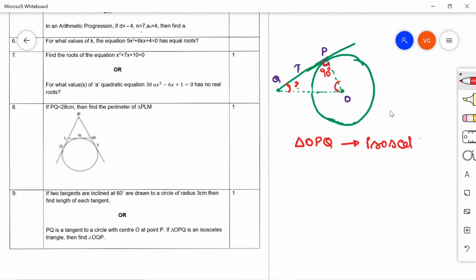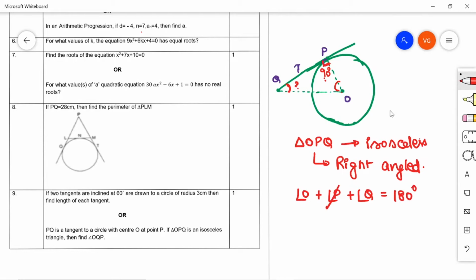So if you see here, PQ is the tangent drawn and you know the tangent makes 90 degrees with the radius, right? So you have a right angle also. So I can take triangle OPQ as a right angled isosceles triangle. In a triangle, the sum of the angles is equal to 180. So I can write angle O plus angle P plus angle Q is equal to 180. And angle P is 90 degrees as the theorem says. So angle O plus angle Q is nothing but 180 minus 90, so that will be 90.